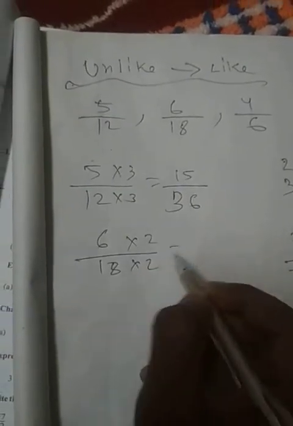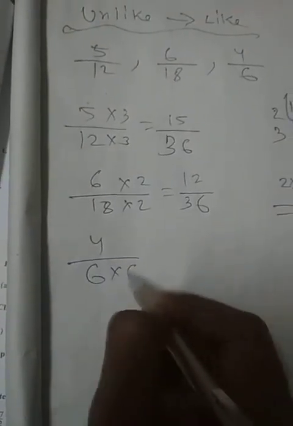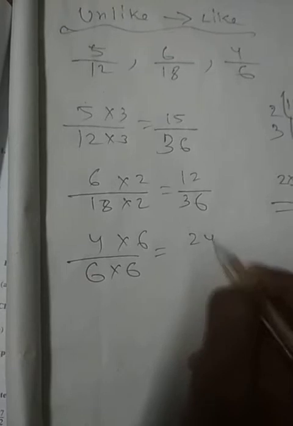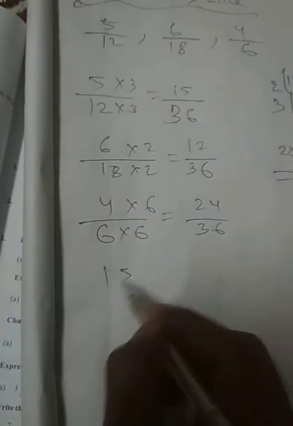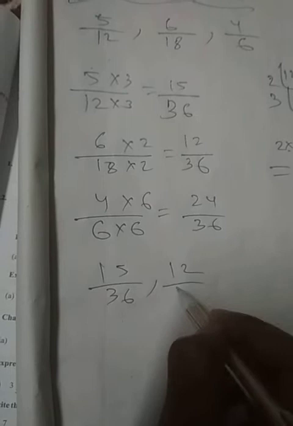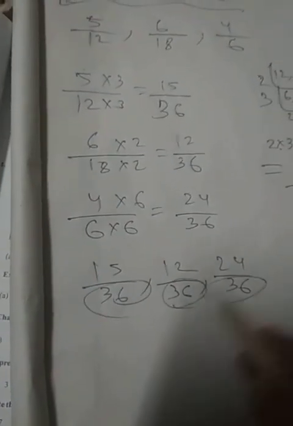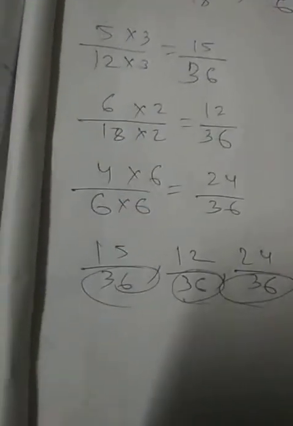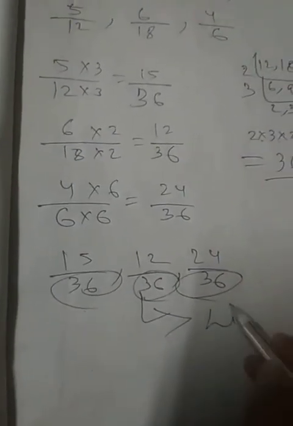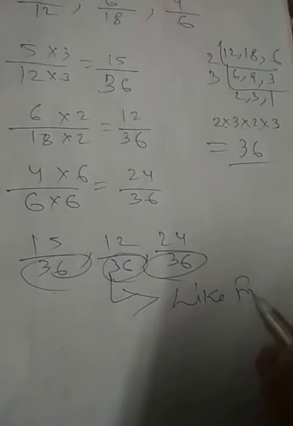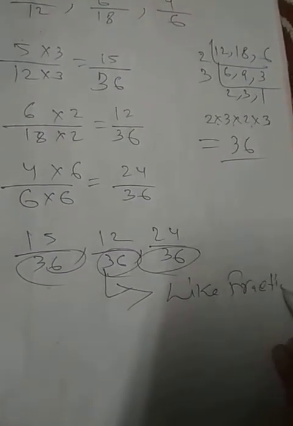Next, what should I multiply with 18 to get 36? That gives 12 by 36. What should I multiply with 6 to get 36? 6. That gives 24 by 36. So that becomes 15 by 36, 12 by 36, 24 by 36. Here you can see all the denominators are the same, so this becomes like fractions. In this way you can convert unlike fractions into like fractions.